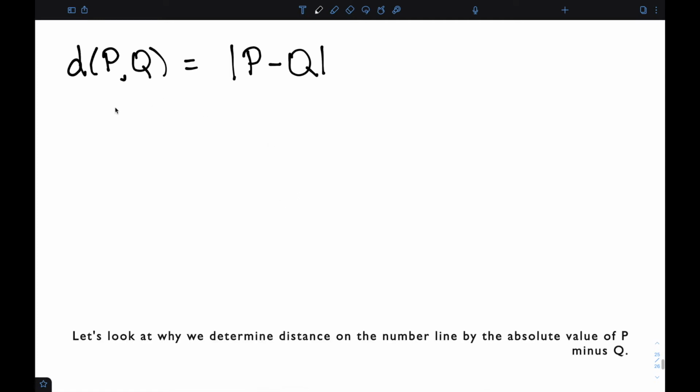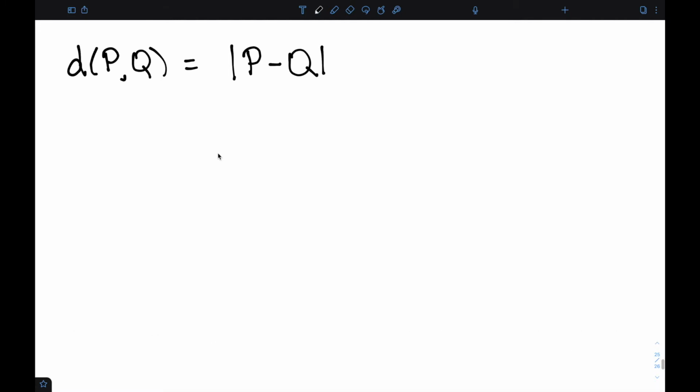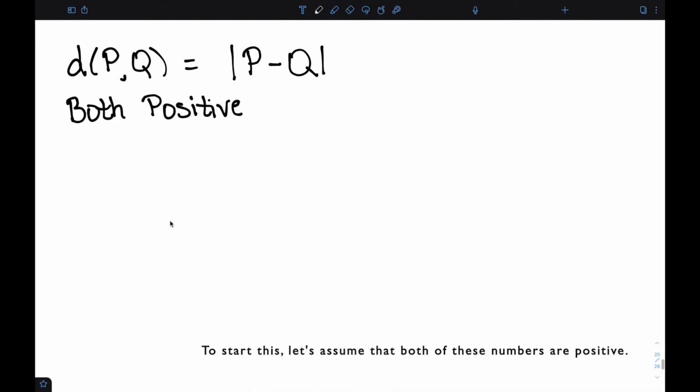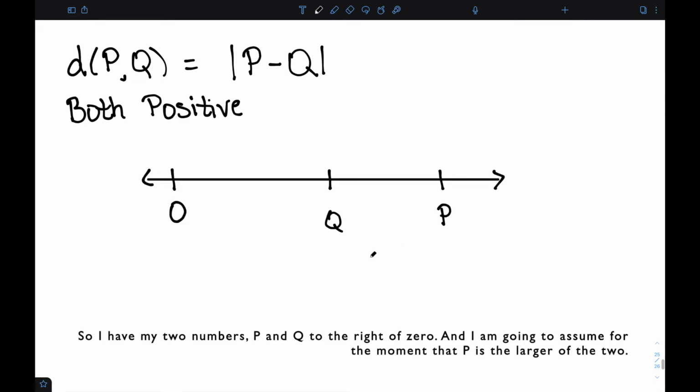Let's look at why we determine distance on a number line by the absolute value of p minus q. To start this, let's assume that both of these numbers are positive. So I have my two numbers p and q to the right of 0, and I'm going to assume for the moment that p is the larger of the two.